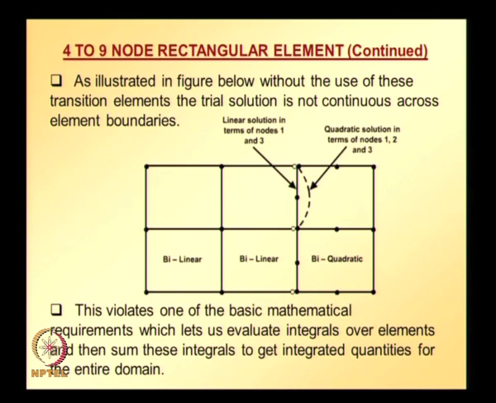So, to avoid this kind of mathematical violations, we usually adopt transition elements. Now, let us look at how to derive shape functions for a 5 node element.